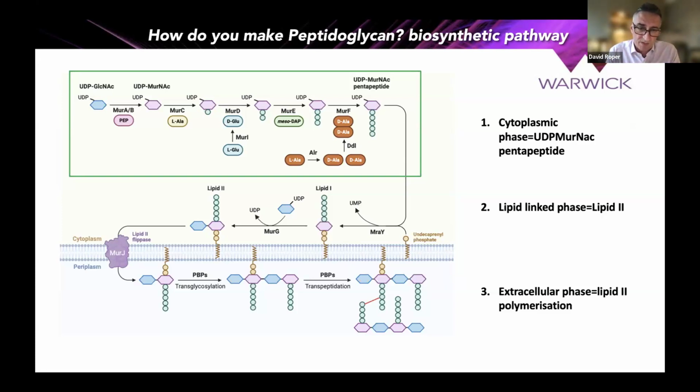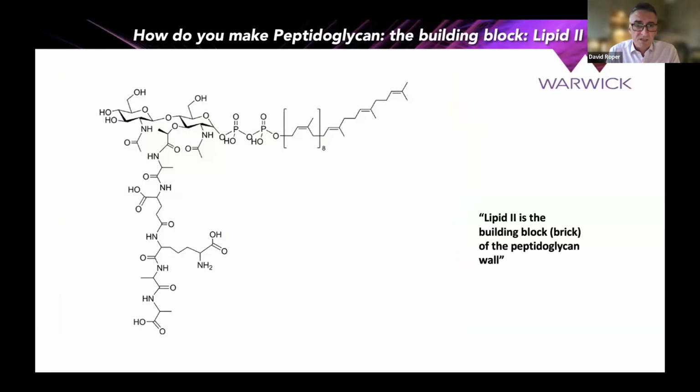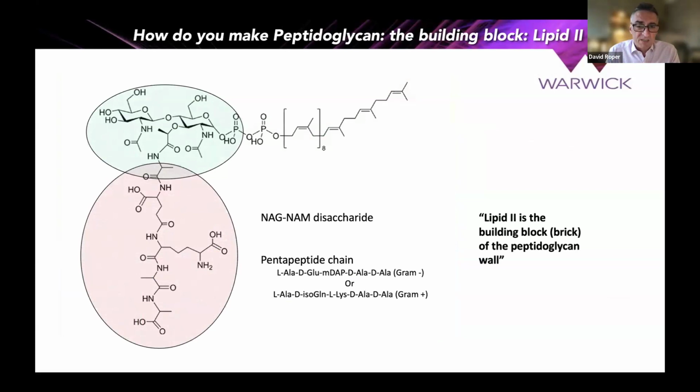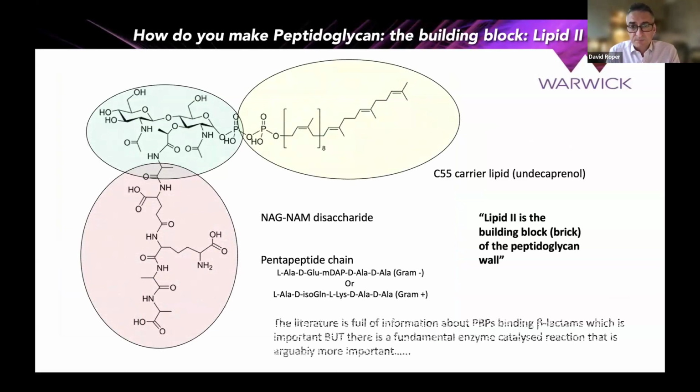for the first reaction to form a glycan strand, glycosylation, and then for a subsequent reaction, again catalyzed by the PBPs, which is transpeptidation, this cross-linking activity, which is inhibited by beta-lactams. So this lipid 2 molecule is the all-important building block of the cell wall. It contains this NAG-NAM disaccharide core with a pentapeptide stem, which varies in composition, whether you're gram-positive or gram-negative, and then the C55 carrier lipid undecaprenol pyrophosphate.